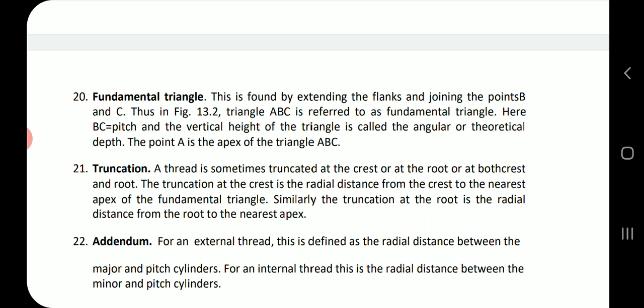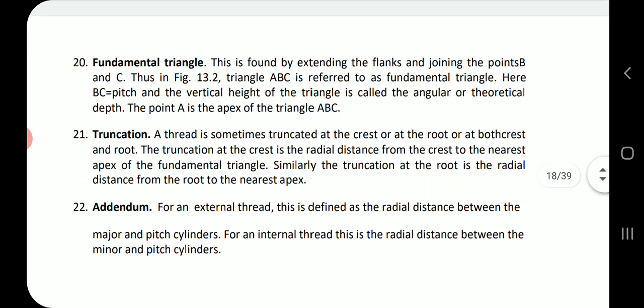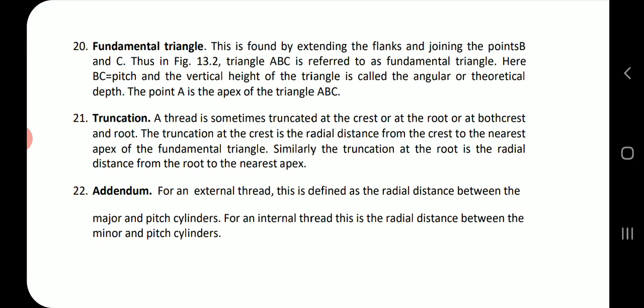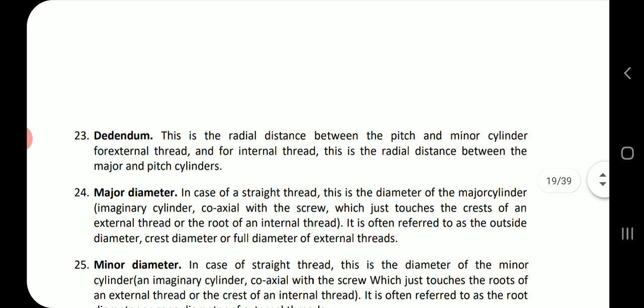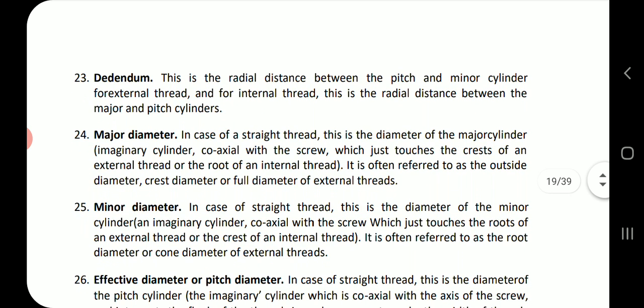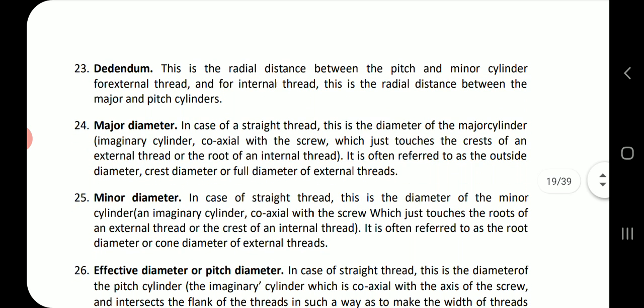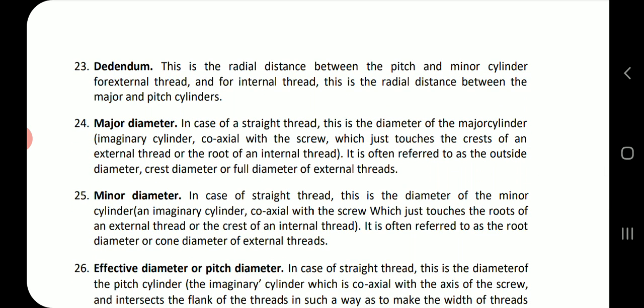Addendum. For an external thread, this is defined as the radial distance between the major and pitch cylinders. For an internal thread, this is the radial distance between the minor and pitch cylinders. Dedendum. This is the radial distance between the pitch and minor cylinder for external thread, and for internal thread, this is the radial distance between the major and pitch cylinders.